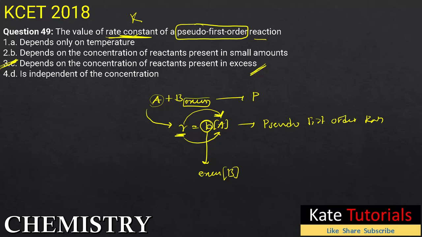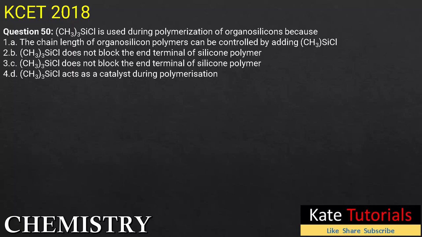So you have to remember that the value of the rate constant of a pseudo first order reaction depends upon the concentration of the reactant present in excess. Everything I have read from the question and answer, right? So you have to make a star mark for this. So this is about question number 49. Coming to question number 50.